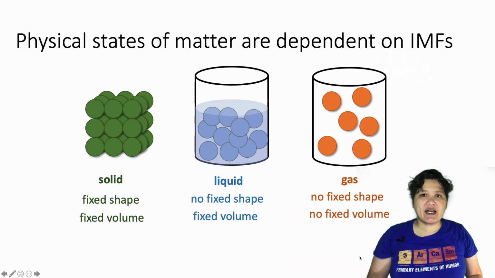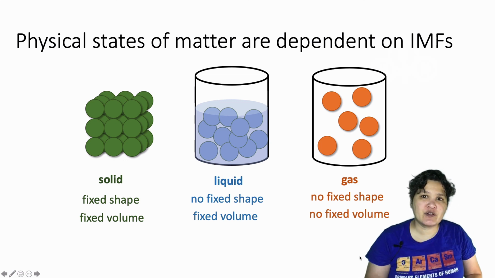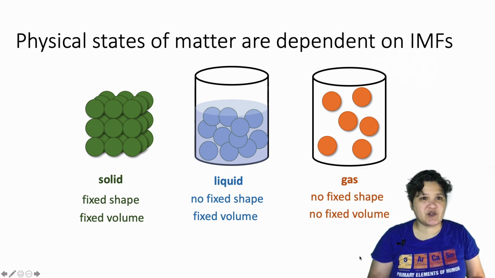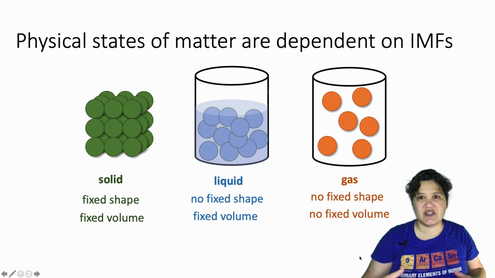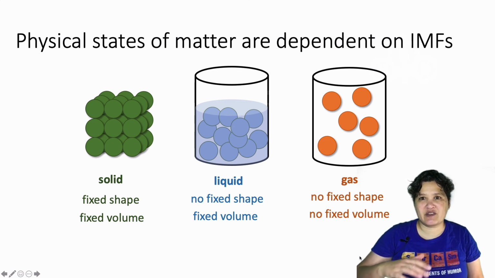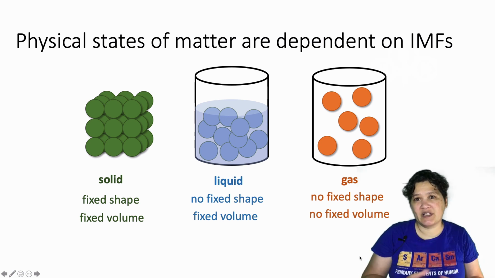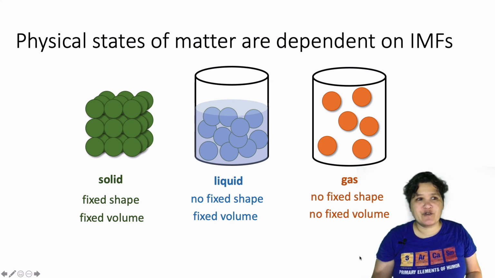The reason we care about intermolecular forces is because physical states of matter are dependent on intermolecular forces. If you think about what you learned about solids, liquids, and gases, even back in elementary school, we say solids have a fixed shape and a fixed volume, right? You can't compress solids. You can't change their shape. Liquids have a fixed volume. You can't squeeze water down, but they don't have a fixed shape. So you can pour it from one container to another and it changes its shape. A gas has no fixed shape and no fixed volume.